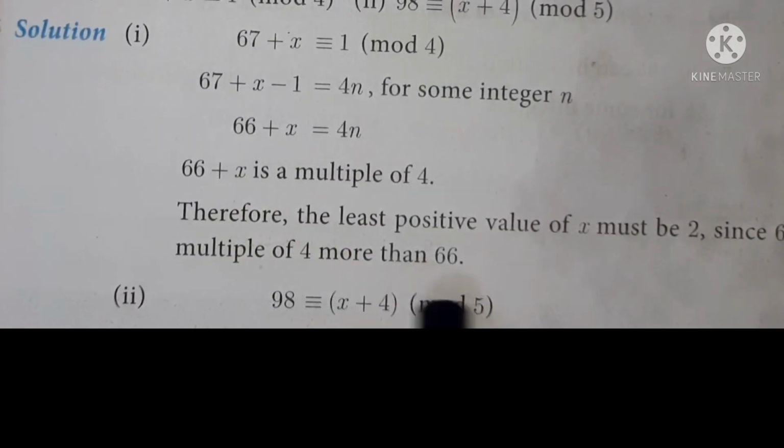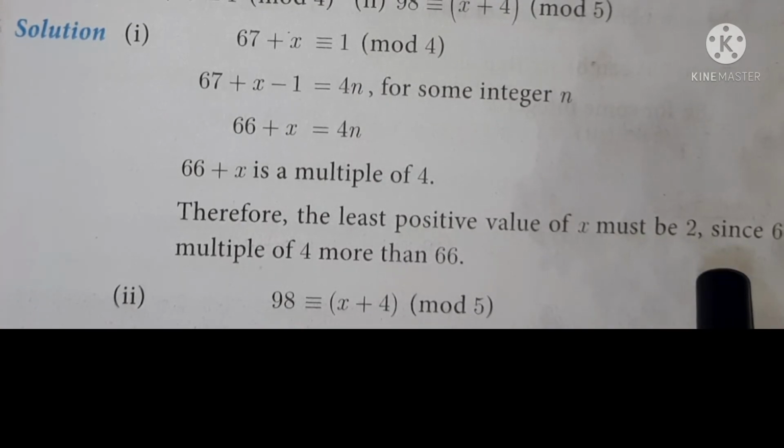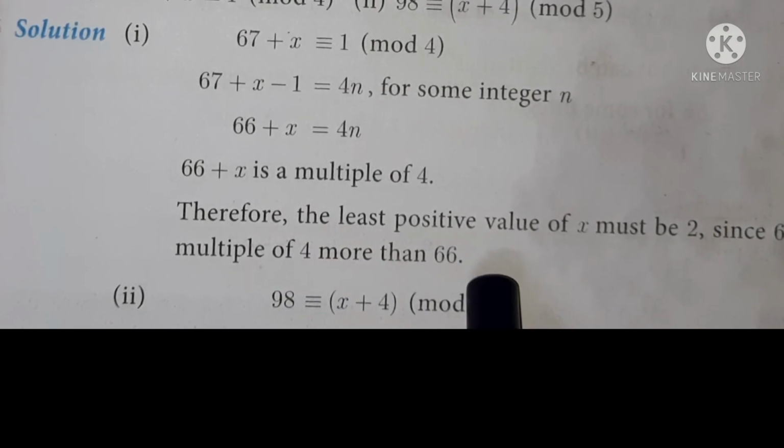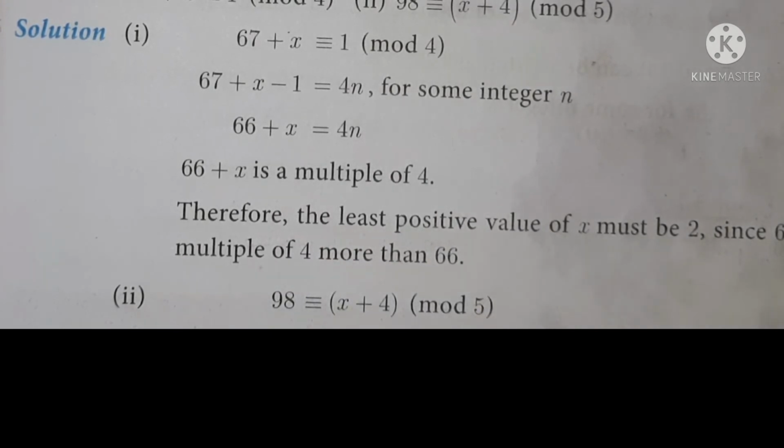66 plus x is a multiple of 4. Therefore, the least positive value of x must be 2, since 68 is the nearest multiple of 4 more than 66. Adding 2 to 66, we get 68, and 68 is divisible by 4. So, the value of x is 2.